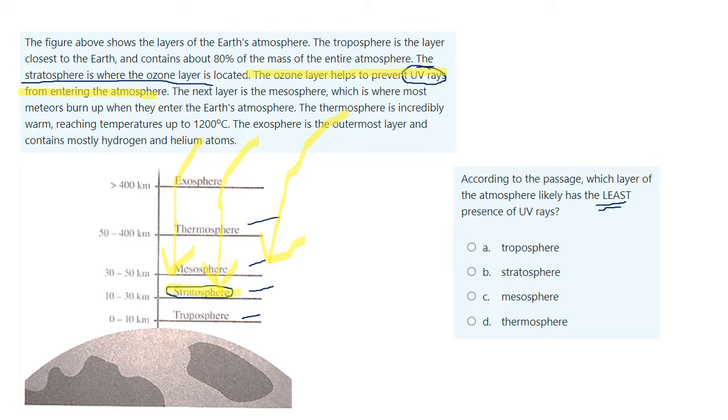stratosphere, they get absorbed by the ozone layer, which means only a few rays would come through the stratosphere to the troposphere. Most of the UV rays would be absorbed. So the troposphere is where there will be the least presence of UV rays. If most of the rays are absorbed in the stratosphere, then anything below the stratosphere will have less.